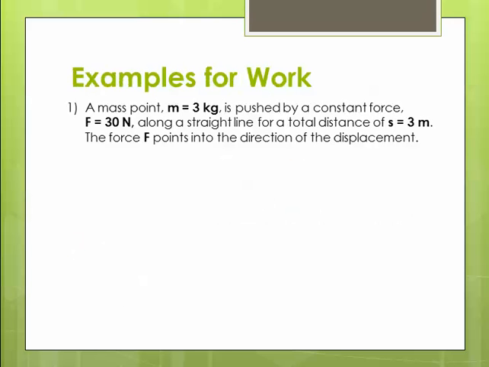Let's look at an example for work. A mass point of mass 3 kilograms is pushed by a constant force F equals 30 newtons along a straight line for a total distance of 3 meters. The force points into the direction of the displacement.